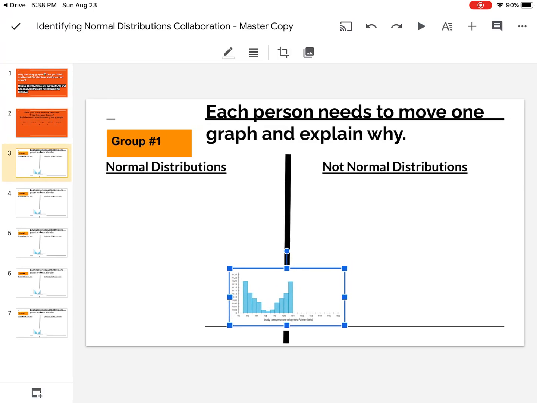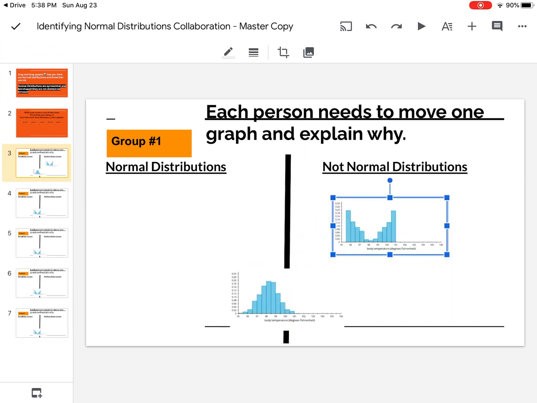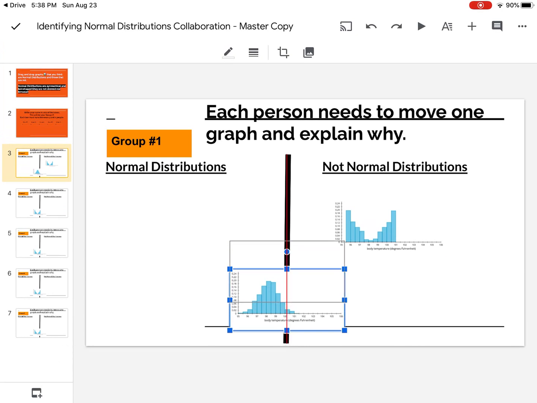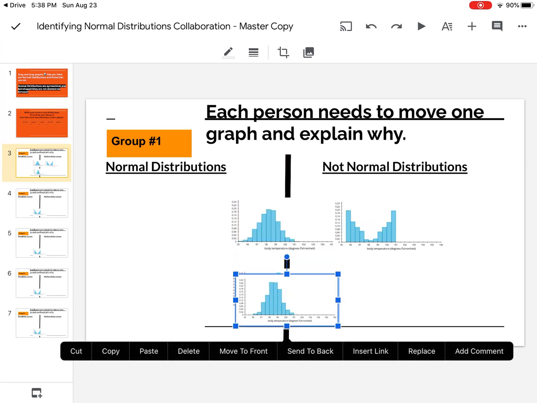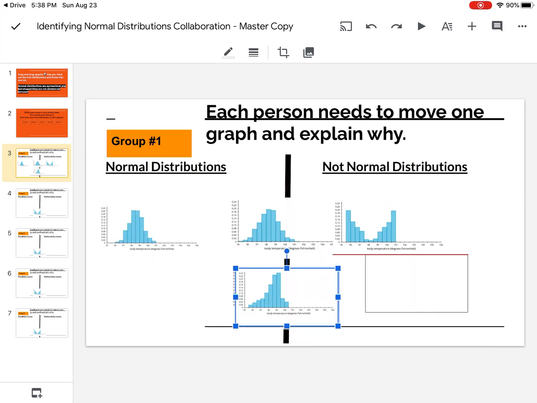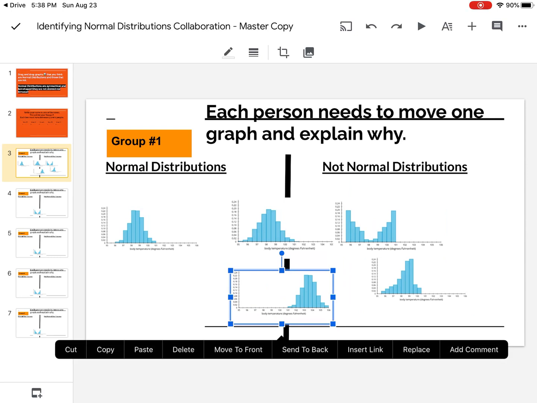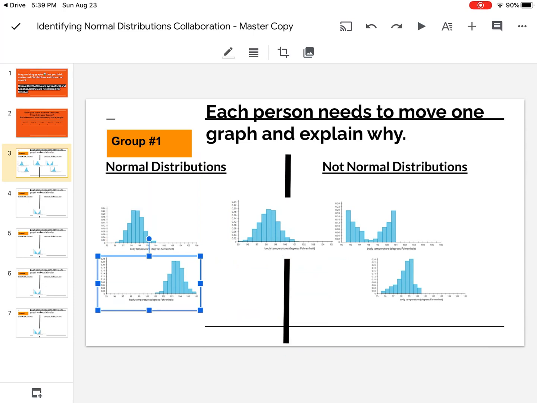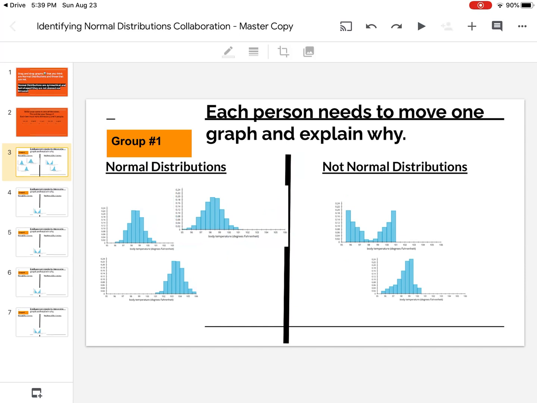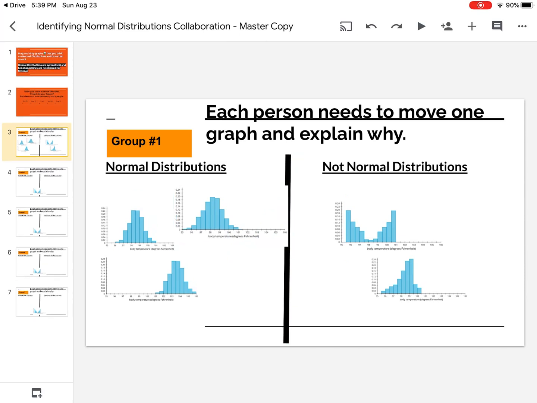This one is definitely not going to be normal. This is bimodal. This one, I'm not sure. I'm going to put this one right up top just to see. This one, I think it's relatively symmetrical. This one is definitely skewed left. This one, I'm not sure, it could be symmetrical. I think this one might be too. So you have three normal distributions and two distributions that are not normal.